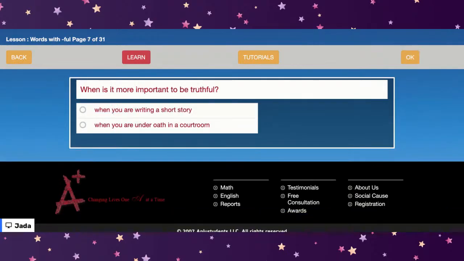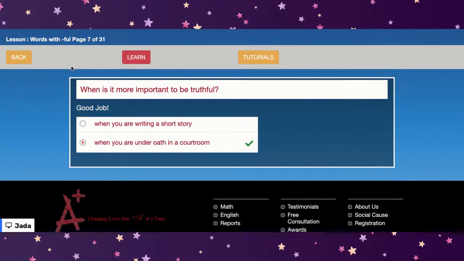this one: when is it more important to be truthful? When you're writing a short story or when you are under oath in a courtroom? So, when is it important to be truthful? It will be when you are under oath in a courtroom. So, you should be truthful in such situations.